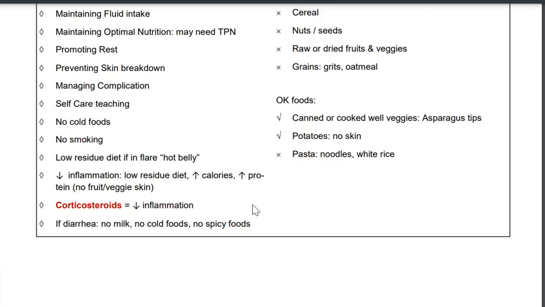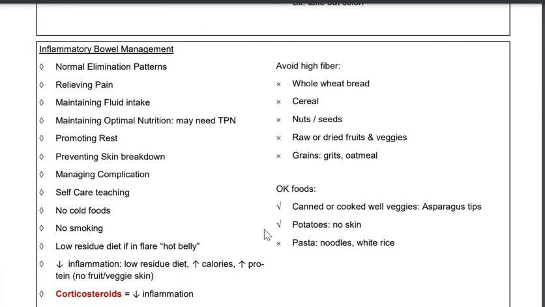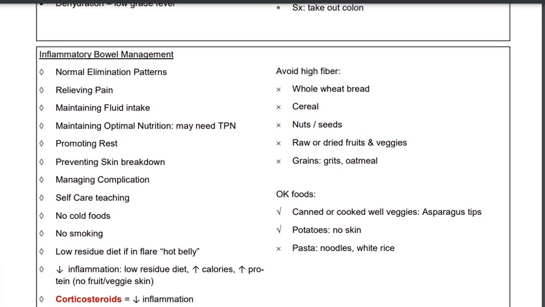So make sure you know that if you have one of these diseases, we're going to do a low residue diet. We want to increase calories, so this person may do protein drinks or something to help increase their protein. A lot of times the doctor for these kinds of diseases will prescribe some type of corticosteroid to help with inflammation. There are different kinds you can prescribe. If diarrhea, no milk, no cold foods, no spicy foods. See how this is a little complicated? You would definitely avoid high fiber. You don't want to give high fiber to a colon that's already very distressed.